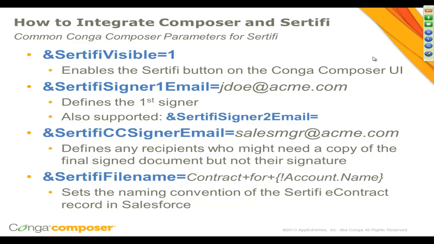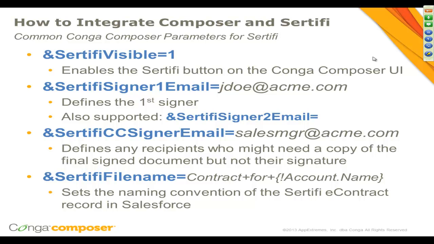Sertifi Signer1 email. This enables you to define the email address of the first signer. So if you have access to an email address on your record in Salesforce, whatever record type that might be, that could be an opportunity, it could be a contract, accounts, contacts, custom objects, it makes no difference. All you need to do is pass an email address to this particular parameter, and Conga will define that as the first recipient when creating the Sertifi eSignature record.